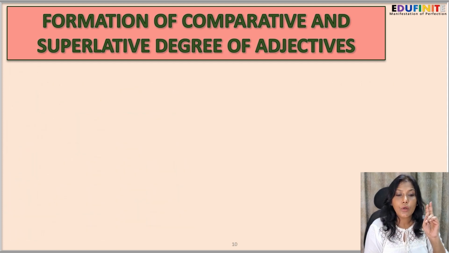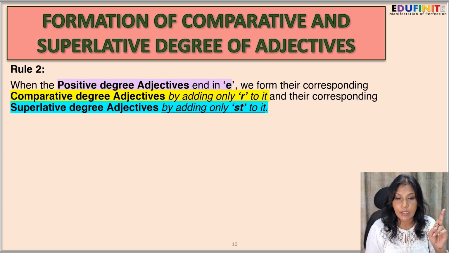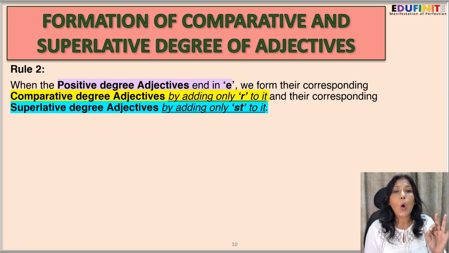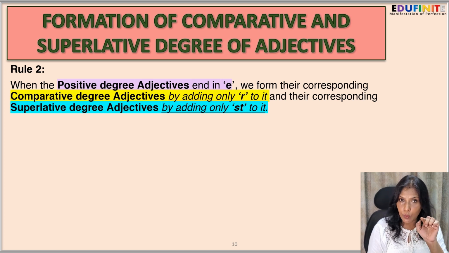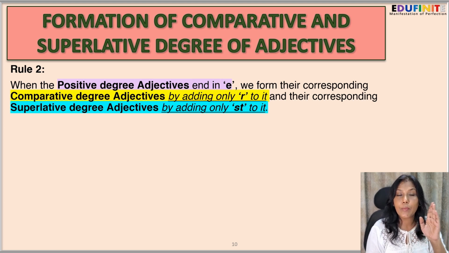Now we come to rule number 2. When the positive degree adjectives end in E, we form their corresponding comparative degree adjectives by adding only R to it. So already the E is there in the word. So no need of adding ER to it, because first we learned we have to add ER to it. But since the word ends with E, no point adding another E to it, we just add the R to it to make it comparative degree adjective.